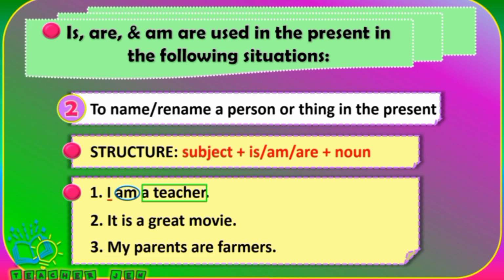Number two, it is a great movie. It is the subject, is is the verb, a great movie is the noun. Number three, my parents are farmers. My parents is the subject, are is the verb, and farmers is the noun.